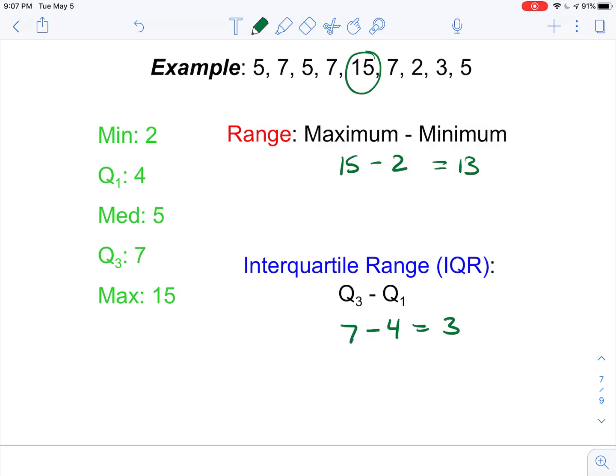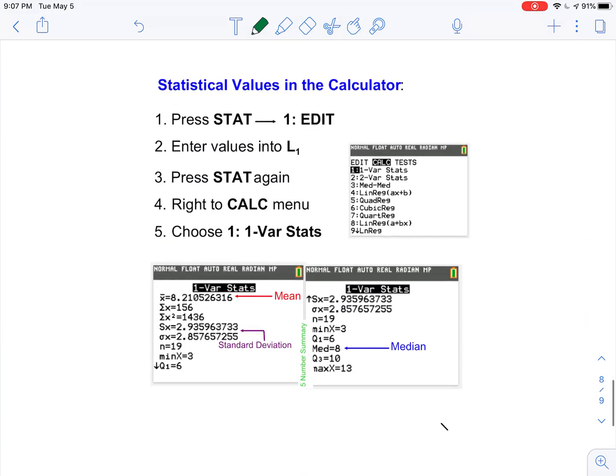As opposed to the 13 total values that this data set is spread out upon. Okay, and that should make sense because that outlier of 15 makes the range a lot higher than the interquartile range. Okay, so these give us different perspectives of how our information is spread out.